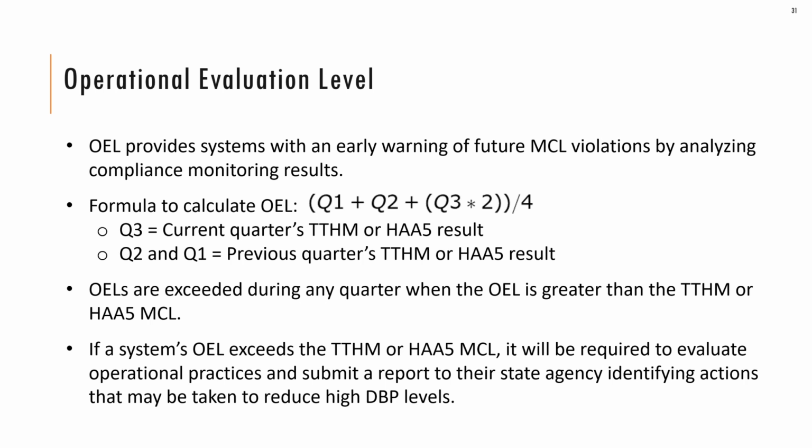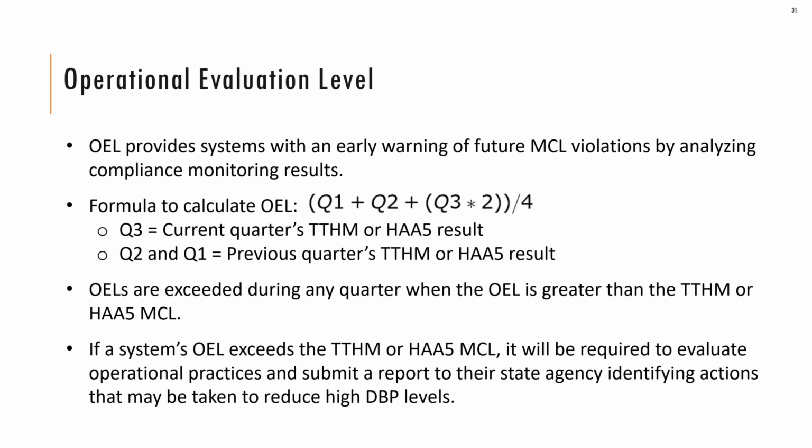So the OEL is calculated the same way an LRAA is calculated, but it uses the current quarter's data twice, along with the 2 previous quarters' data. This method predicts the next quarter's results to be the same as the current quarter, and prepares systems so that if there is an OEL exceedance now, and next quarter's results end up being higher than the current quarter's results, the systems will be closer to an MCL violation, and conducting the evaluation would have been beneficial to knowing that they have predicted that there might be an exceedance or MCL violation, and they could prepare way in advance before the next quarter's results.